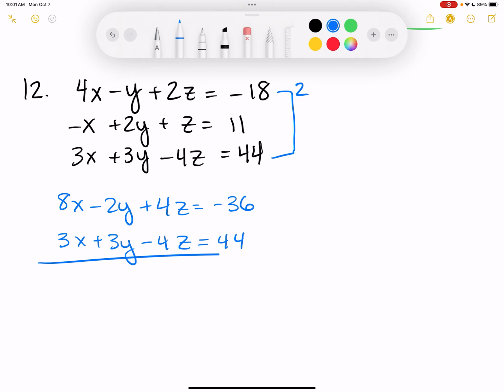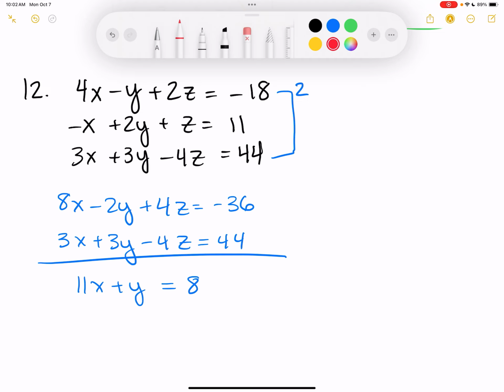Combine, I get 11x plus y equals 8. All right, I need to pick 2 other equations and solve for z. What should I do? Eliminated.